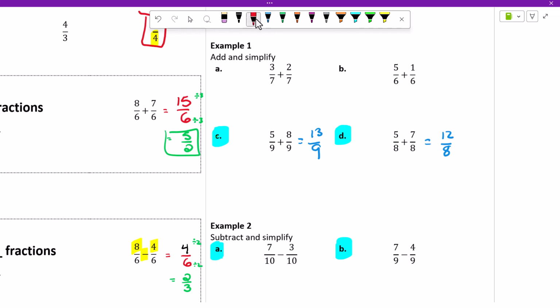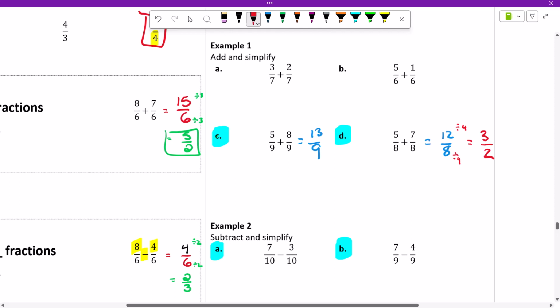4. Now, some people walking around divided by 2, which is fine. If you divide by 2, you would end up with 6 over 4. Then you would have to divide again to make it smaller. But if you divide by the biggest number possible, you have one less calculation to do. So if you divide by 2, it's not wrong. It just means you can divide by 2 again.